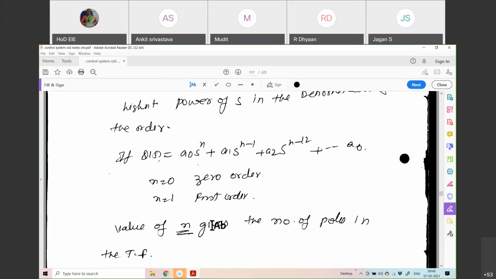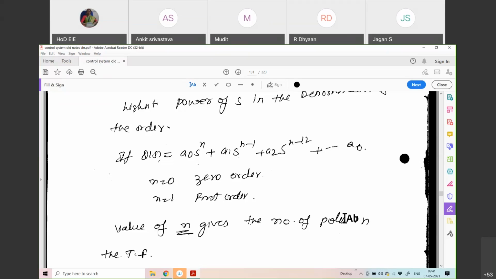And what is the value of N? What is the significance of N? The value of N, or the order, gives the number of poles in the transfer function. A control system has two main components, which are called poles and zeros. What is a pole? What is a zero? How do they contribute to stability? We'll be learning that in the coming lessons. But remember that there will be poles and zeros. Whatever is there in the denominator, let us say the denominator has S minus A.